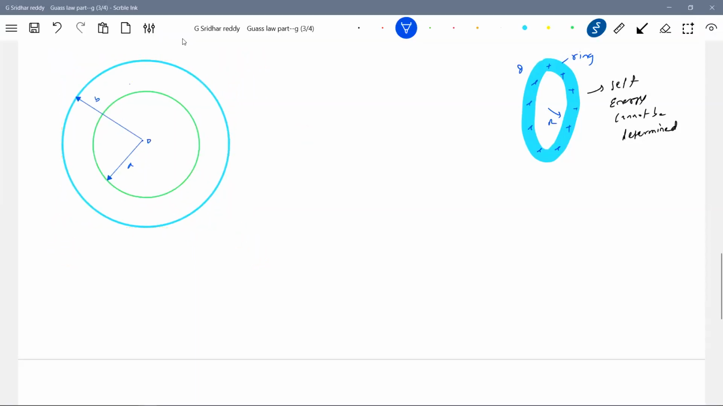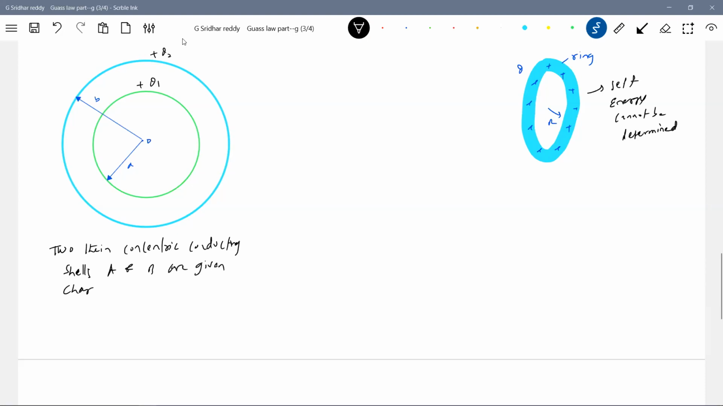Now, the charge on this, let it be Q1, Q2. Two thin concentric conducting shells A and B are given charges Q1 and Q2. So find the energy of the system.